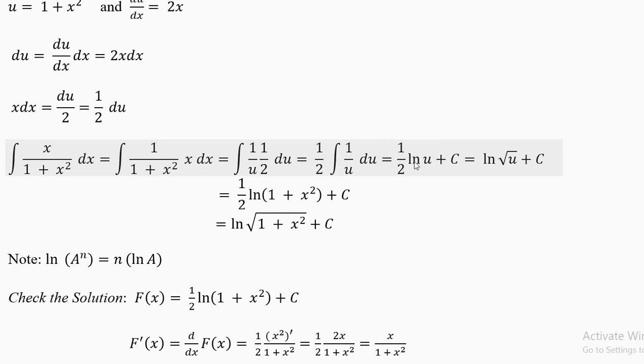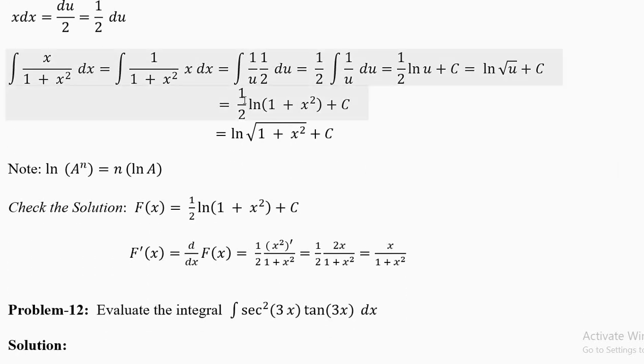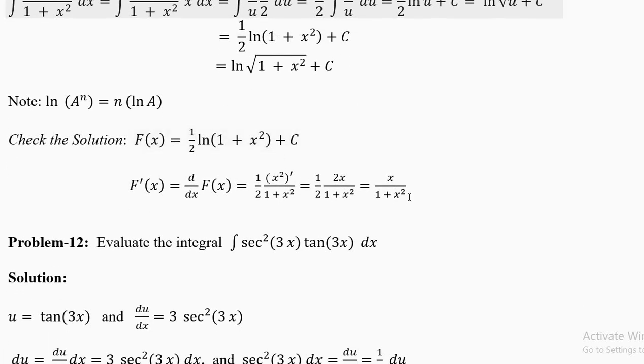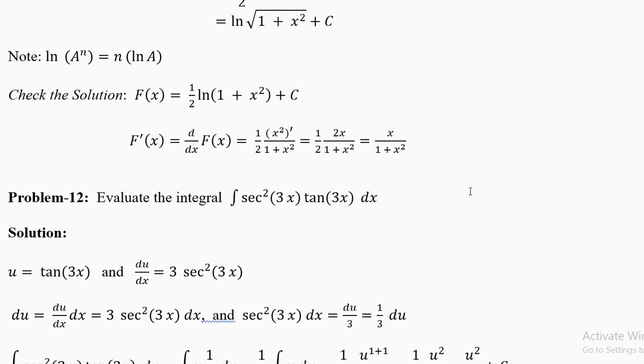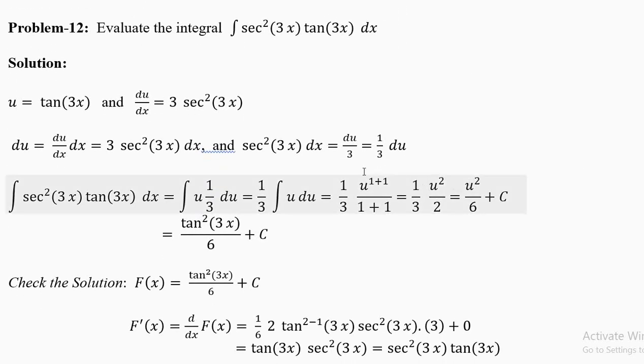Half logarithm natural u. This half can be taken inside. U power half will become square root of u. Do not worry about this. These are properties of logarithms, we'll do it some other time. Your answer is half logarithm natural 1 plus x square plus c. Now if you differentiate this, you will get x over 1 plus x square. Please check your differentiation sometime.